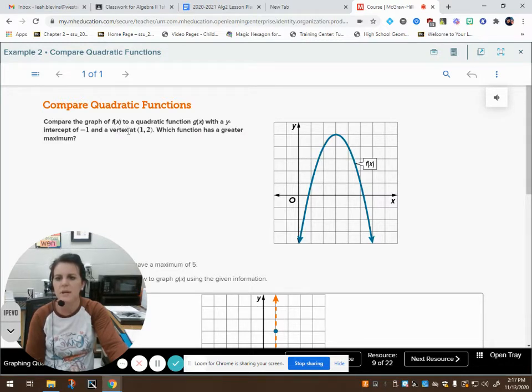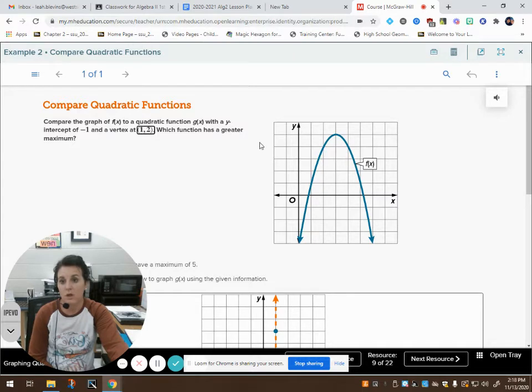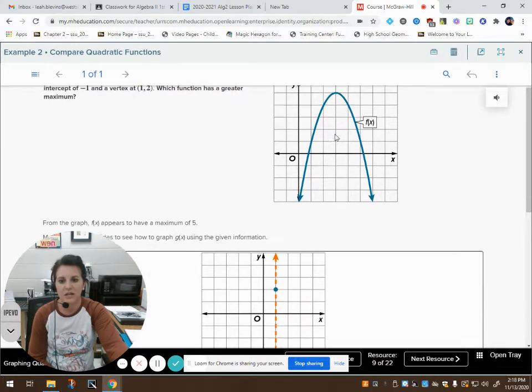So again, it says compare the graph of f of x to a quadratic function g of x with a y-intercept of -1 and a vertex at (1, 2). Which has a greater maximum? Well, if my vertex is at (1, 2), then I know that the highest or lowest point on my function is that 2 value. Right here, this has a maximum of 5. So this has a greater maximum. This is the maximum value right here.